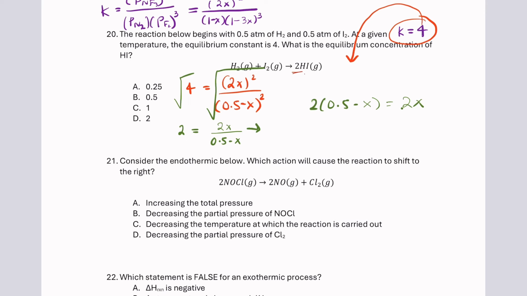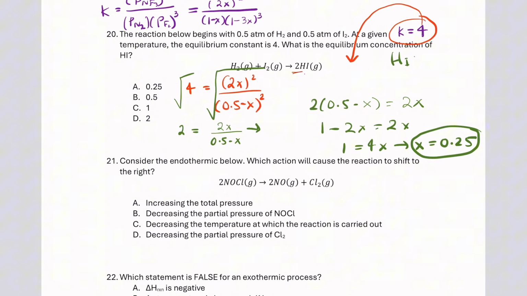That's essentially 1 minus 2x equals 2x. We're going to bring the like terms together. 1 equals 4x, so x equals 0.25. Finally, now that we know what x is equal to, hydrogen iodide at equilibrium is 2x, which is 2 times 0.25. That gives us 0.5 atmospheres. And that matches answer choice B.